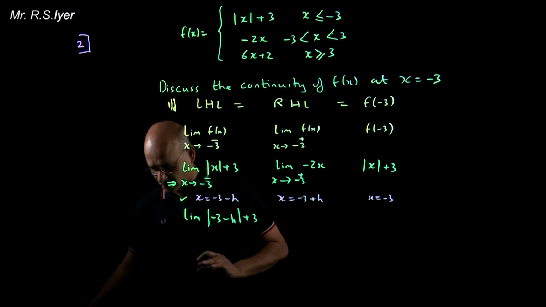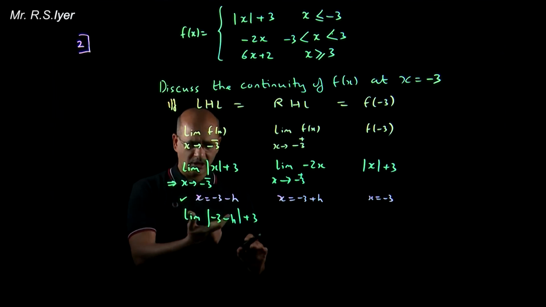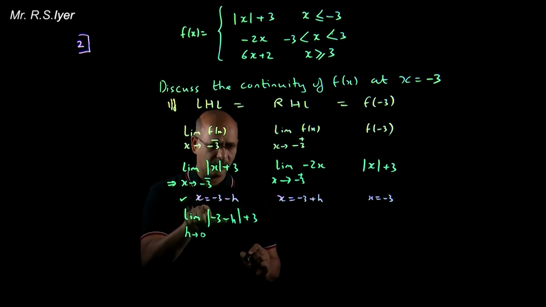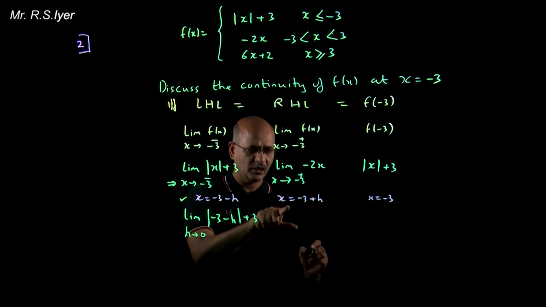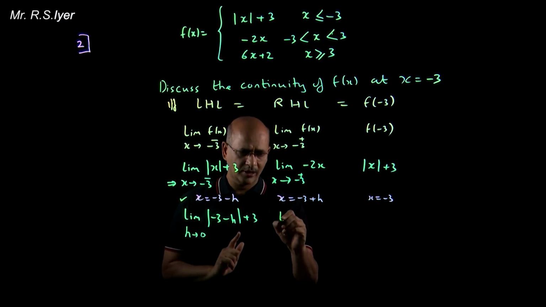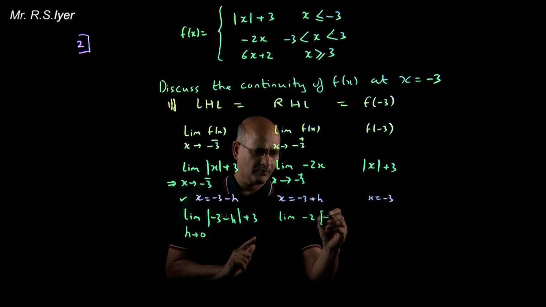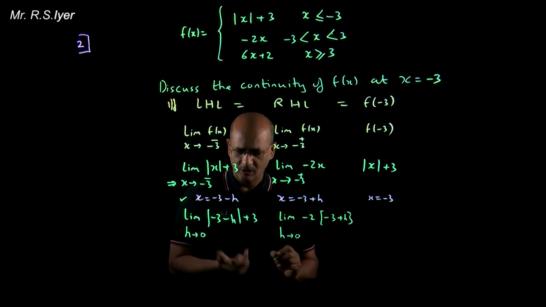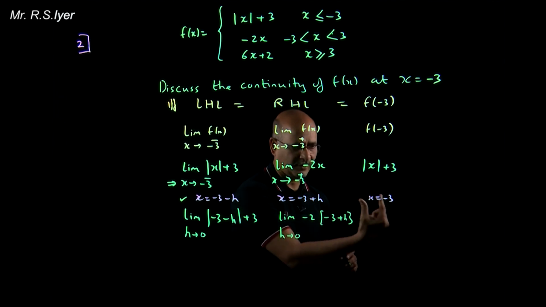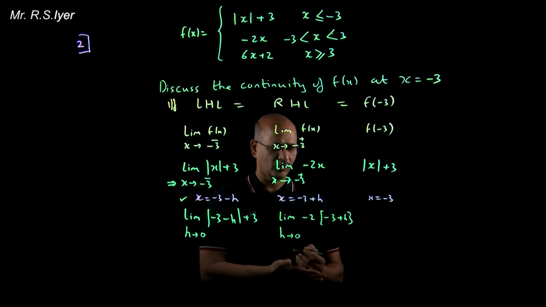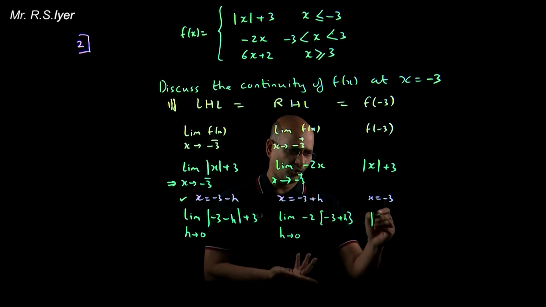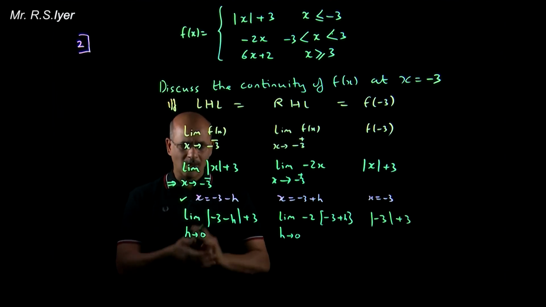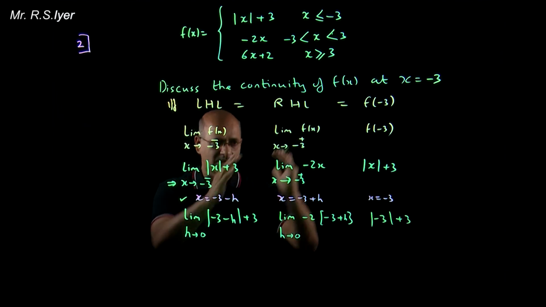So I hope you got this message clear. So let us see this beginning now. Here I got h tends to 0. Why? Because when x becomes minus 3, h will become 0. Similarly here, which function are you considering? x is replaced by minus 3 plus h. So I can write the limit of minus 2 times minus 3 plus h as h approaches 0. And x equals minus 3 I have no issue with at all, because it is nothing but minus 3 plus 3.